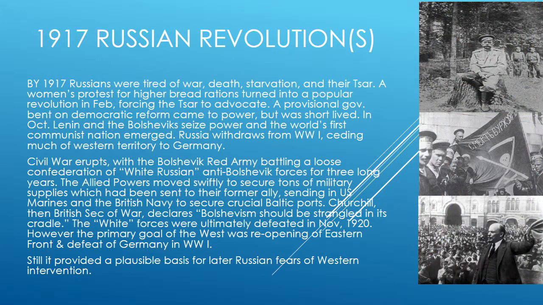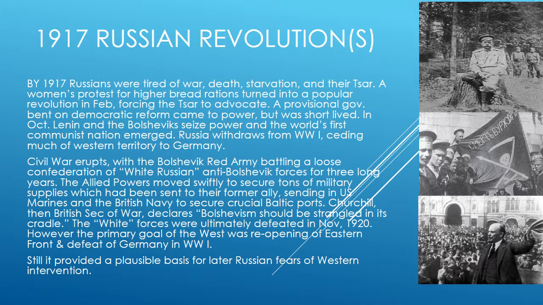In 1917, after several years of World War I, the Russians were tired of war, death, starvation, and the czar. A bread riot quickly turns into a popular revolution in February, forcing the czar to abdicate. A provisional government steps up and tries to make democratic reform, but this is short-lived as in October, Lenin and the Bolsheviks seize power, and the world's first communist state is born.